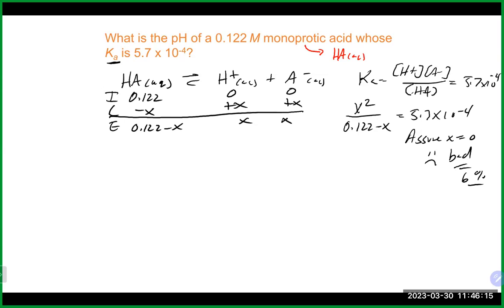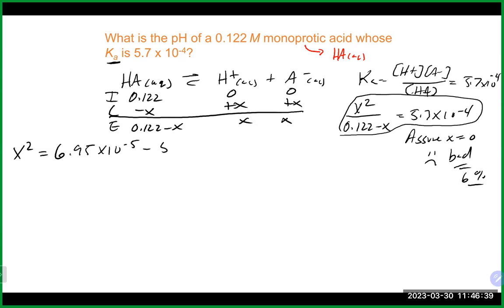So since it was like over 6% here and 5% sort of our cutoff, we do need to erase the screen. We do need to come back up to here and again really get to our quadratic. So we're going to multiply everything on the bottom left there to the other side. And if you do that, I believe you should get something like x squared is equal to 6.95 times 10 to the minus 5 minus 5.7 times 10 to the minus 4x. Again, bringing everybody to the same side, can give me x squared plus 5.7 times 10 to the minus 4x minus 6.95 times 10 to the minus 5 equals 0.